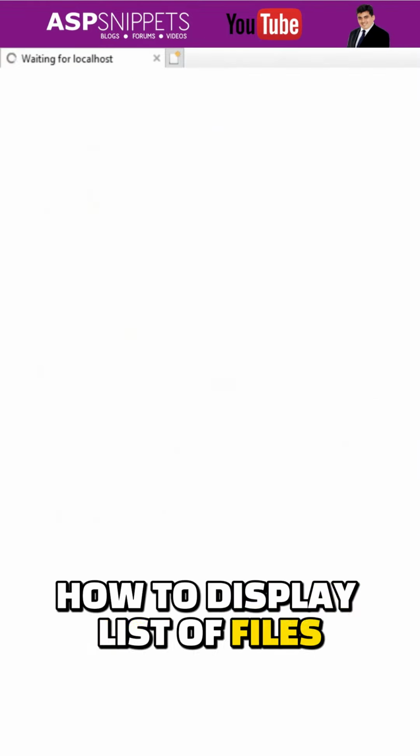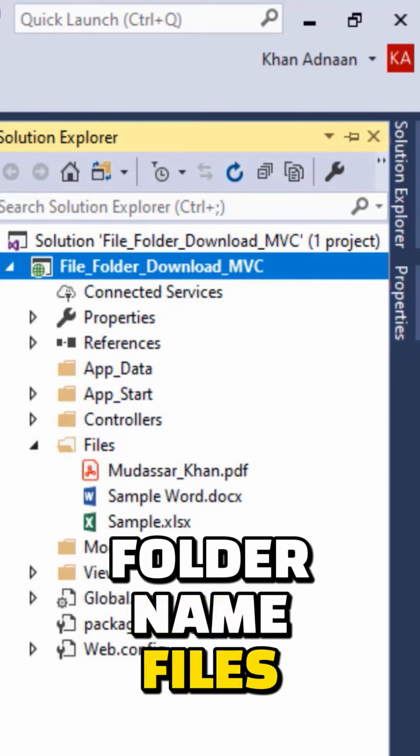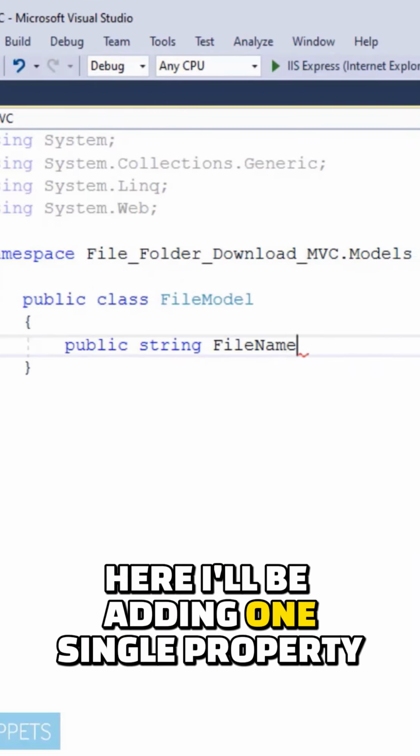How to display a list of files from folder or directory in ASP.NET MVC. So let's start. Here you will notice that there is a folder named files. Now let's move to the file model. Here I'll be adding one single property, file name.